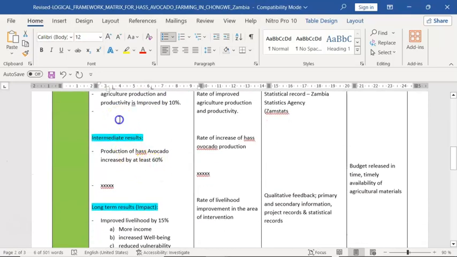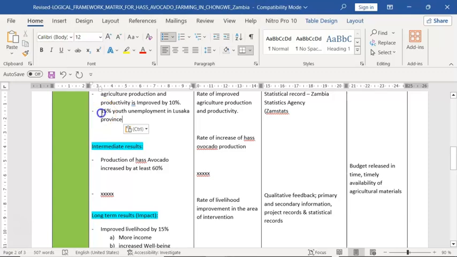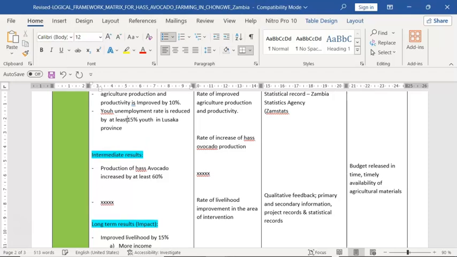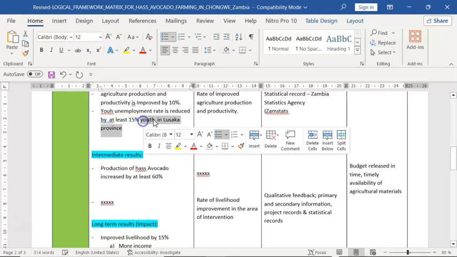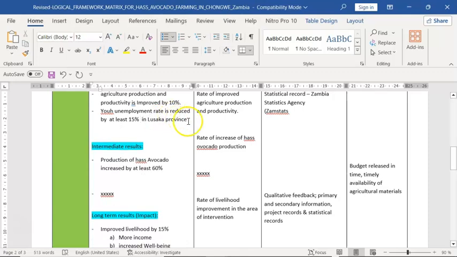Yeah, youth unemployment rate, youth unemployment rate is reduced by at least. It's good to always say by at least because it might be even higher, at least 50% in Lusaka province. And that's it. That's how we formulate it.